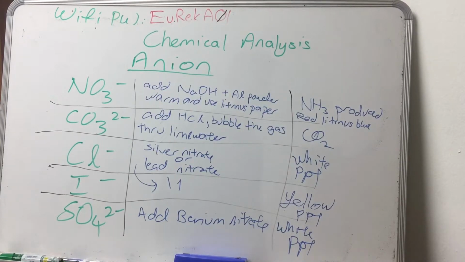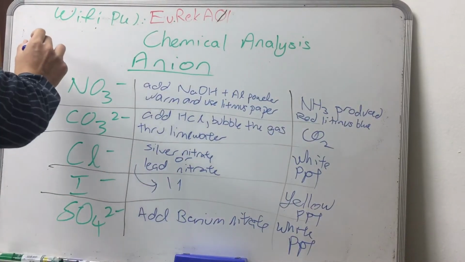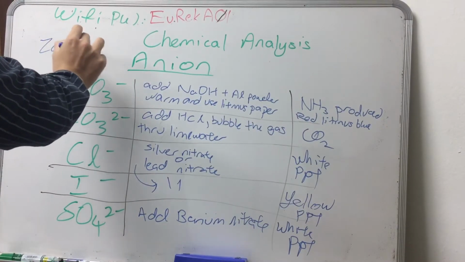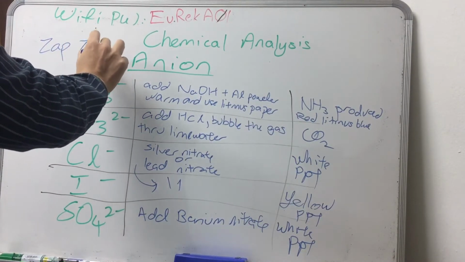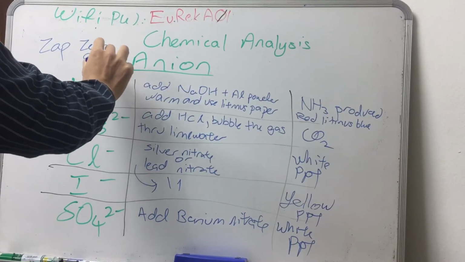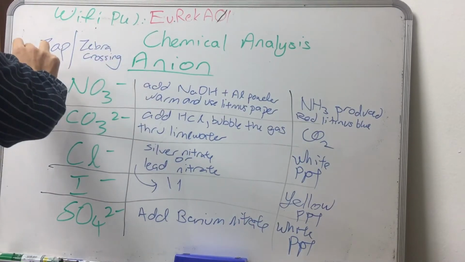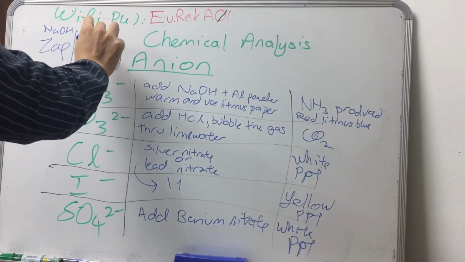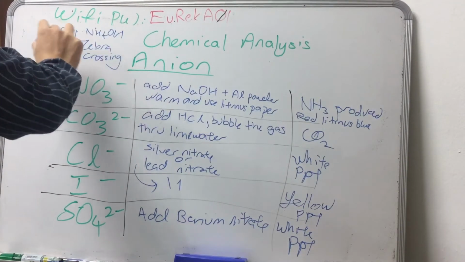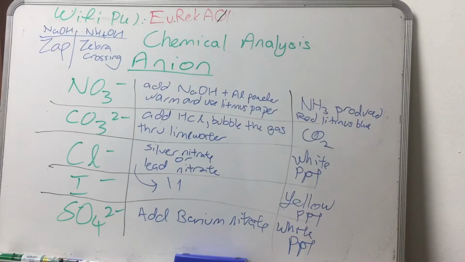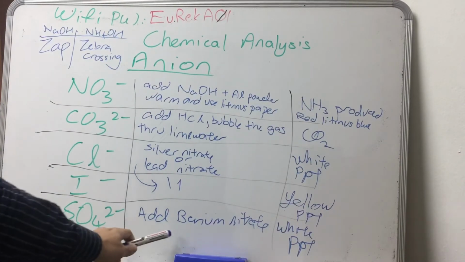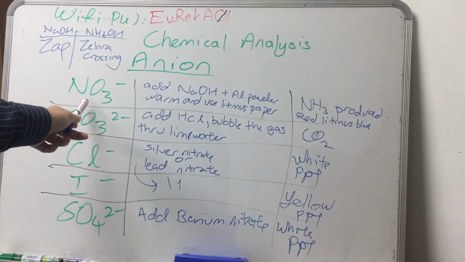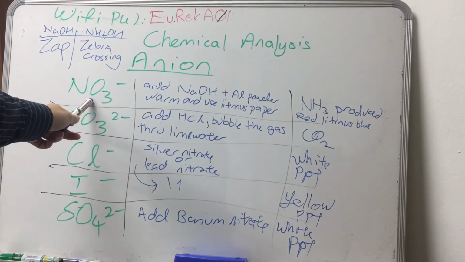Alright, so remember, for your cations, it is ZEP and zebra crossing. And for your anions, once you see sulfate, think of barium. Once you think barium, think of sulfate. The hardest to remember will be nitrate.